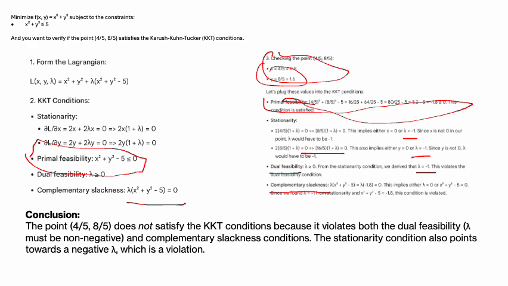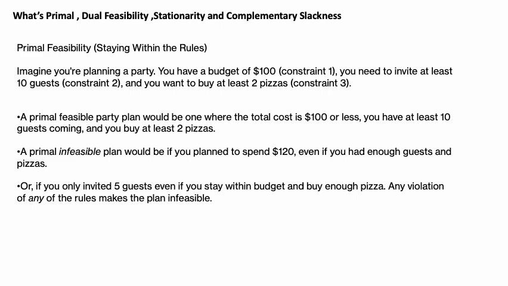So what do we mean by primal feasibility, dual feasibility, and things like that, right? Let's start with primal feasibility. Primal feasibility is nothing but the data staying within the rules. Example: you're planning a party, you have a budget of 100, which is your constraint number 1. You need to invite at least 10 people, that's your constraint number 2, and you want to order 2 pizzas, constraint number 3, right? Primal feasibility says that all of these constraints should be met. The party should be within $100, should have at least 10 guests coming in, and you should buy 2 pizzas, right? If any one of these is violated, it violates primal feasibility, right?